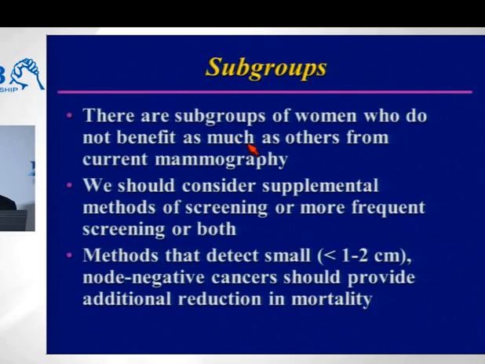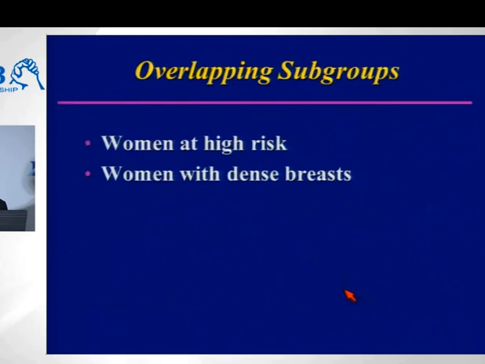The subgroups of women who do not benefit as much from mammography are those with dense breasts, because the sensitivity is reduced, the cancers are masked. So in those women we should consider supplemental methods of screening or more frequent screening or both. And any method that detects small node-negative cancers will provide that additional reduction in mortality. The overlapping subgroups are women at high risk and women with dense breasts.